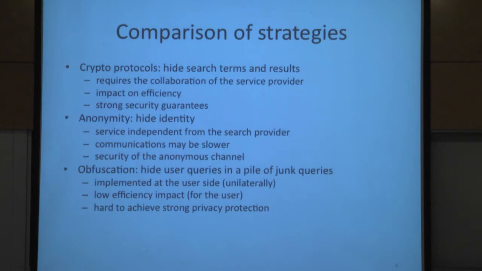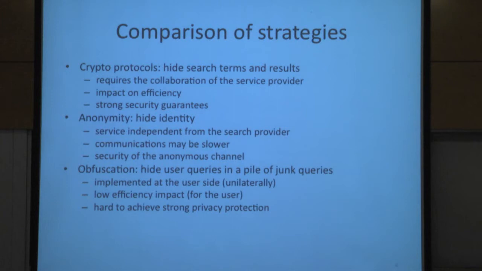Anonymity approaches: security depends on the security of the anonymous channel, so you're relying on Tor, which is an external service, in order to achieve the privacy property. You pay in efficiency in the sense that your communications might be slower. What is nice is that you're not depending on the service provider doing anything to allow you to access their service. Although they might block Tor, I'm not aware of Google, for example, blocking Tor. I don't think that's the case. It's not the case, actually.